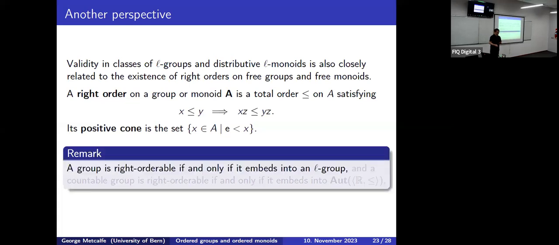Just a couple of remarks here. A group is right orderable, but first of all, to be right orderable, you have to be infinite or trivial. But it'll be right orderable if and only if it embeds into an L group. So this is one of the connections between right orders and L groups. And in fact, a countable group is right orderable, so it has some right order, if and only if it embeds into the automorphism L group of the group. So this also plays a big role in the study of orders on groups.